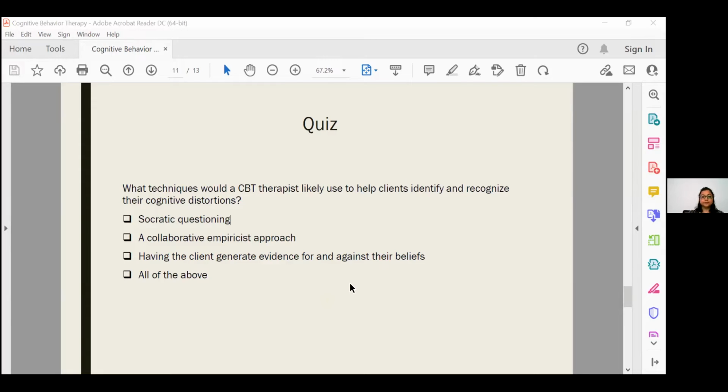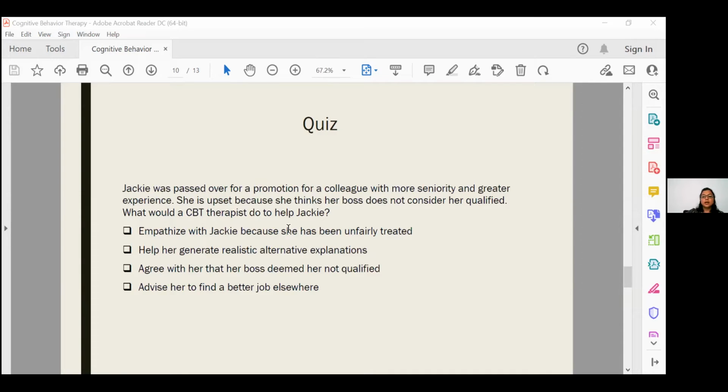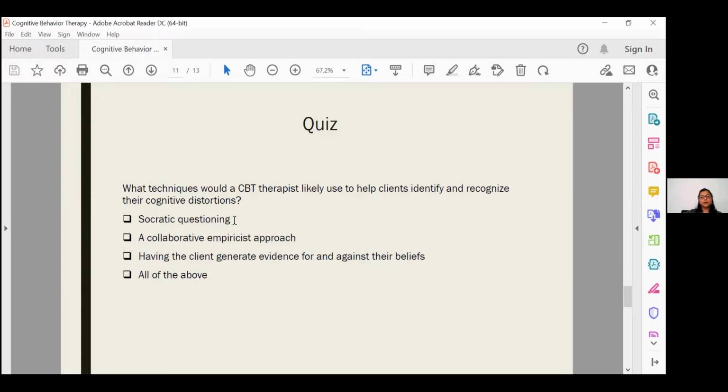Okay. Not really based on experience, but what are the facts? For example, if I go back to the earlier session, what are the facts? That the colleague has more seniority and more experience. That is a fact. If I ask Jackie, why do you think your boss did not promote you? She might say that he might not consider me qualified. But what is the fact here? Seniority and greater experience. This is what you as a therapist have to show your client.